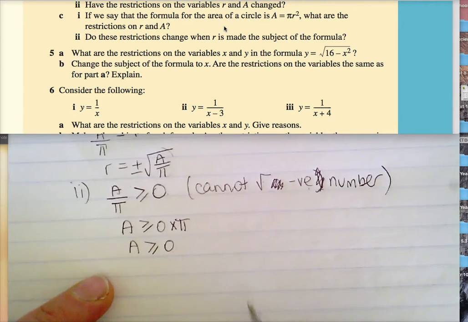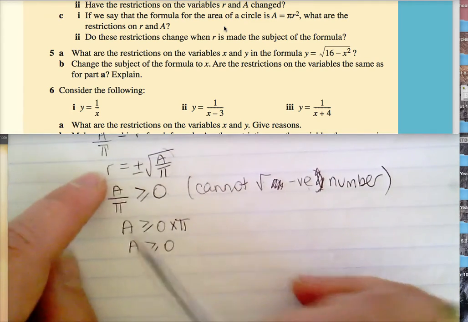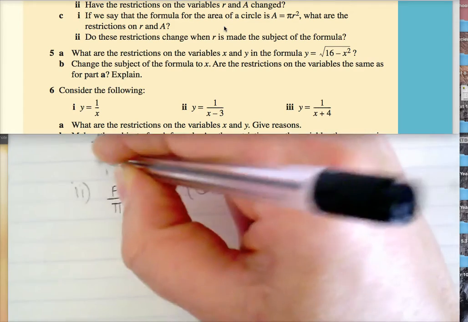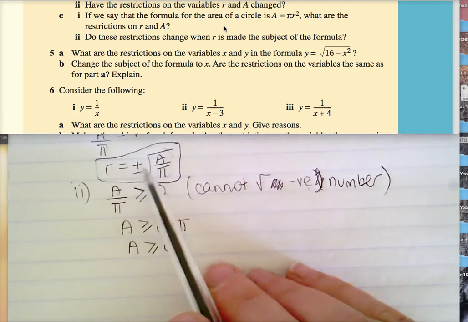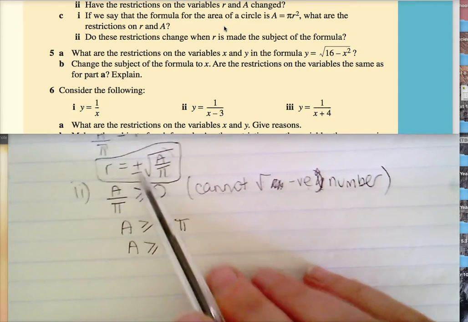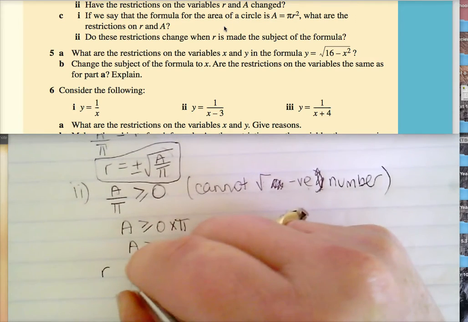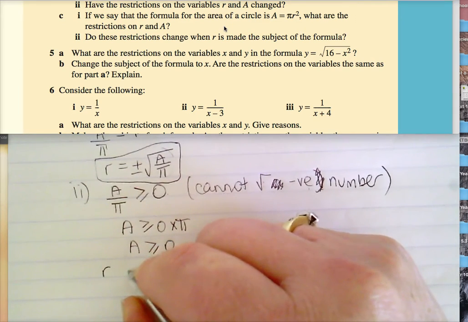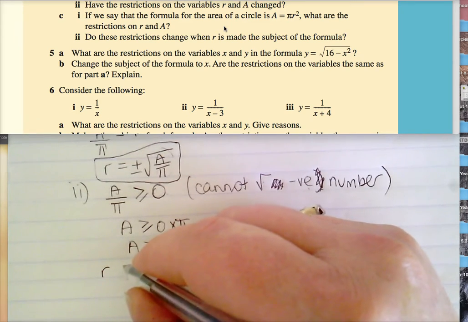So the restrictions on the variable a has changed. The restrictions on r has changed as well. Girls, I know this is tricky. What sort of answer can I get for r now? Can r be negative now? I can get plus some number or r is minus some number. So I think r can be any number. It can be negative, positive, or 0.